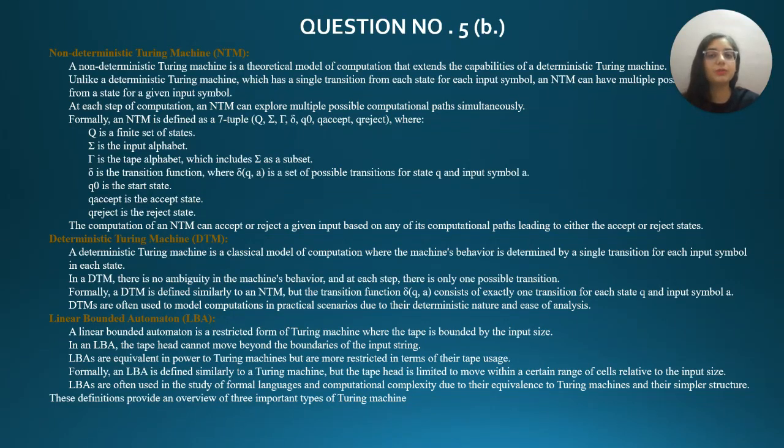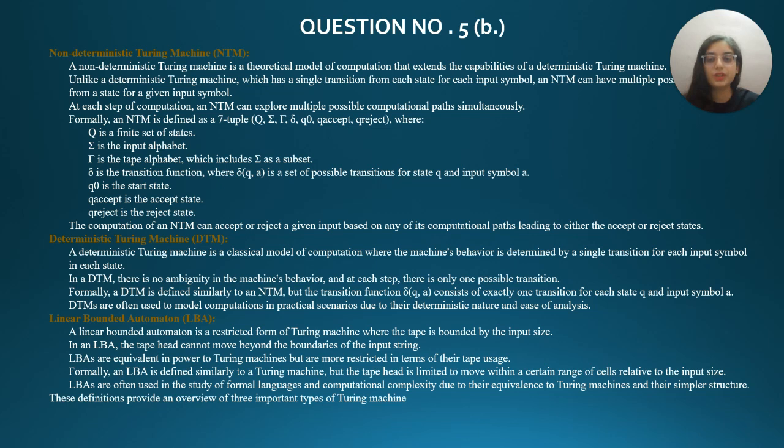A non-deterministic Turing machine is a theoretical model of computation that extends the capability of a deterministic Turing machine. At each step, a non-deterministic Turing machine can explore multiple possibilities of computational paths simultaneously. It has 7 tuples: Q is a finite set of states, sigma is an input alphabet, T is the tape alphabet, rho is a transition function, Q0 is an initial state, Q accept is an accept state, and Q reject is a rejecting state.